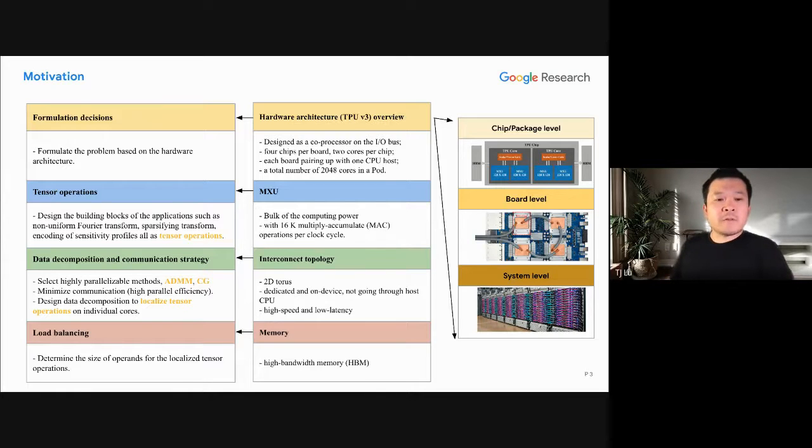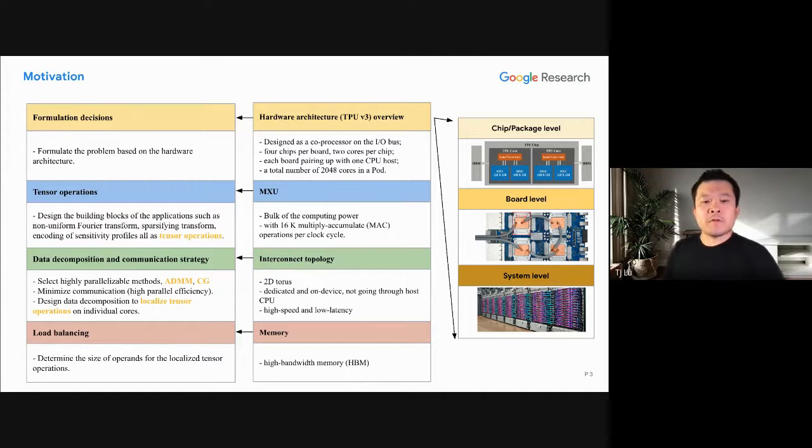As for the interconnect topology, it's a 2D torus for TPU v3. The interconnects are dedicated and on-device. They are high speed and low latency. The interconnect does not go through the host CPU or any networking resources. The interconnect topology affects our decision of data decomposition and communication strategy for parallel computing with TPUs.